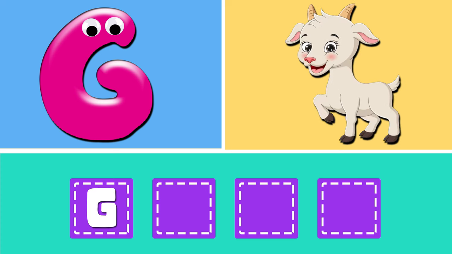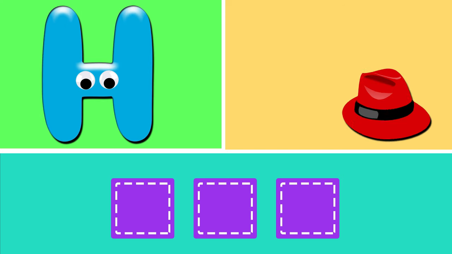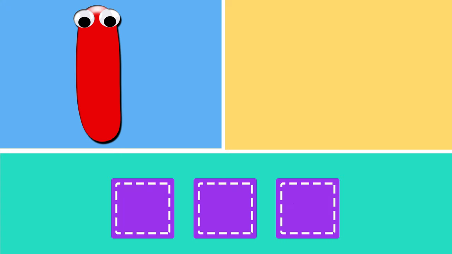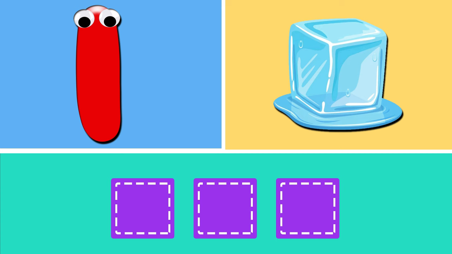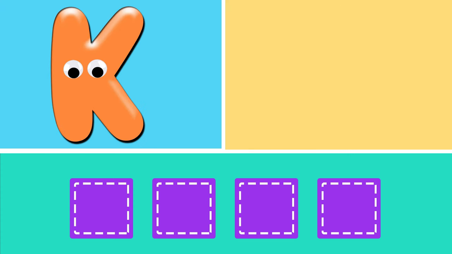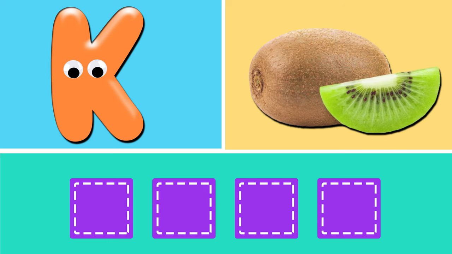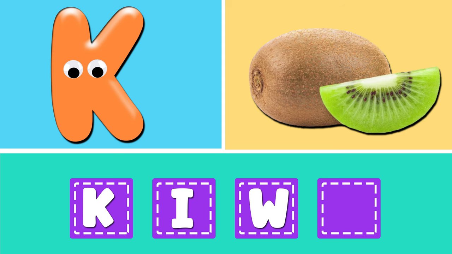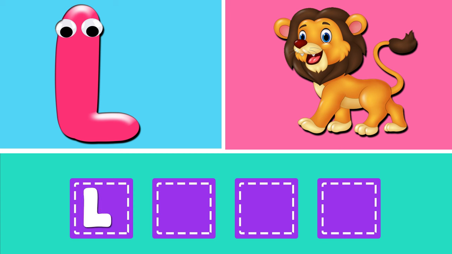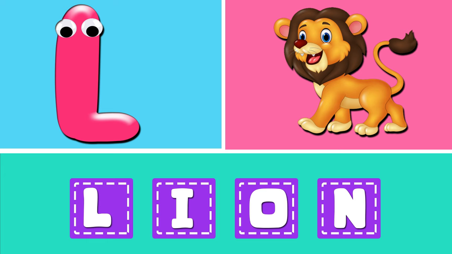Goat. G, O, A, T. Hat. H, A, T. Ice. I, C, E. Jump. J, U, M, P. Kiwi. K, I, W, I. Lion. L, I, O, N.